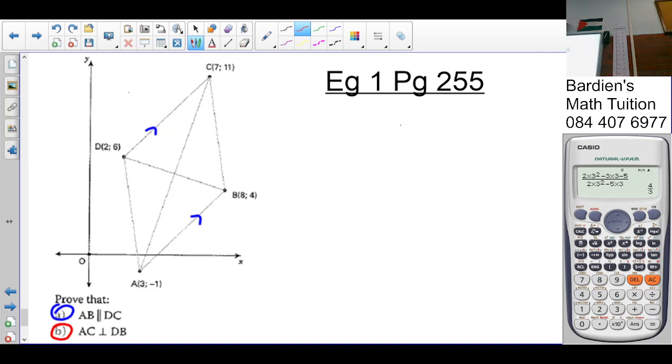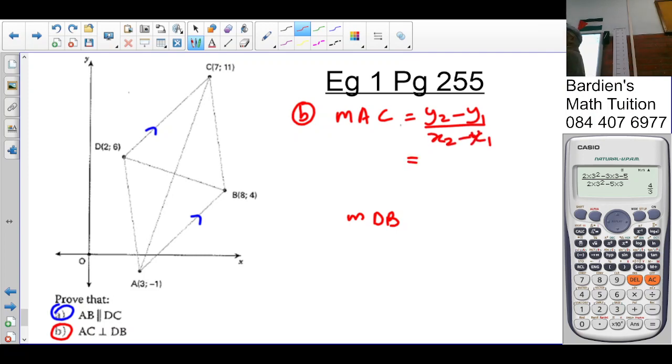Right. So let's go with B. What do you think we're going to do here? We're going to work out the gradient of AC and the gradient of DB. So do that quickly. You don't have to write the formula down again. Normally we just write the formula down once in a question paper. So A, which is 3 and 1. C, 7 and 11. B, 2 and 5.